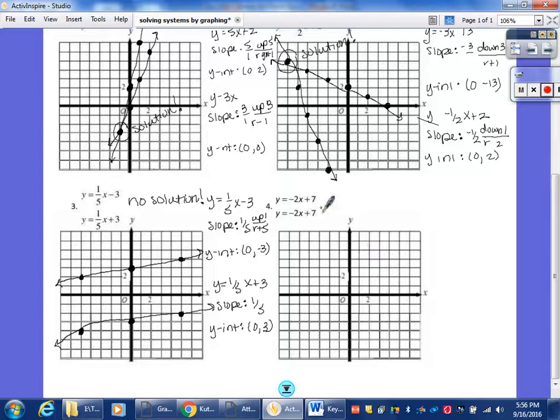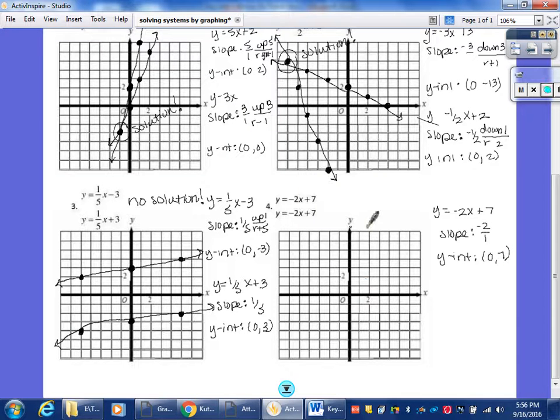All right, moving on to number 4. I'm looking at this and I'm noticing that I have the same slope and the same y-intercept for both of these lines. What does that mean? So if both of these lines have the same slope and the same y-intercept, I'm only going to identify the slope and y-intercept once. This is negative 2x plus 7. The slope is negative 2 over 1, and the y-intercept is 0, 7.